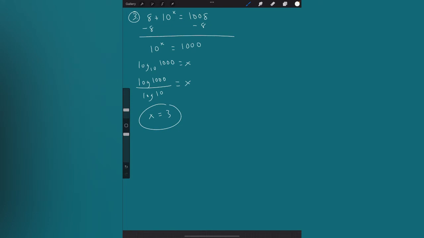And you could have obviously stopped right here if you would have known 10 to the what power is 1000. Well, 10 to the third power is 1000, so I could have just done that, but I just want to continue the same trend as the last few examples. All right.